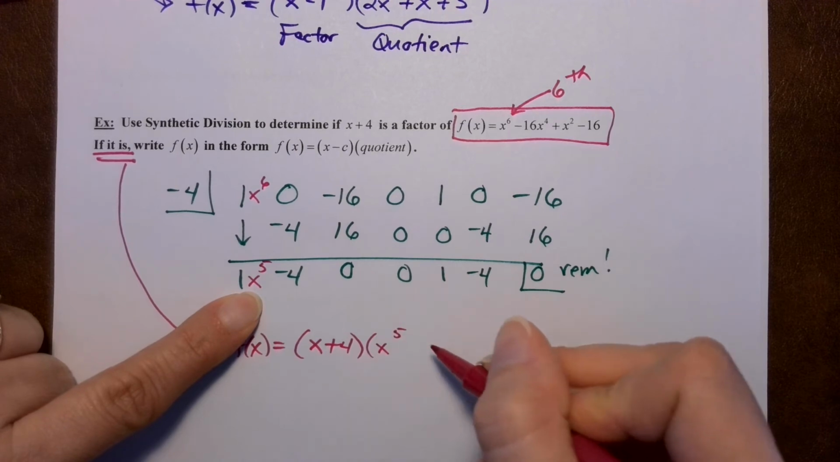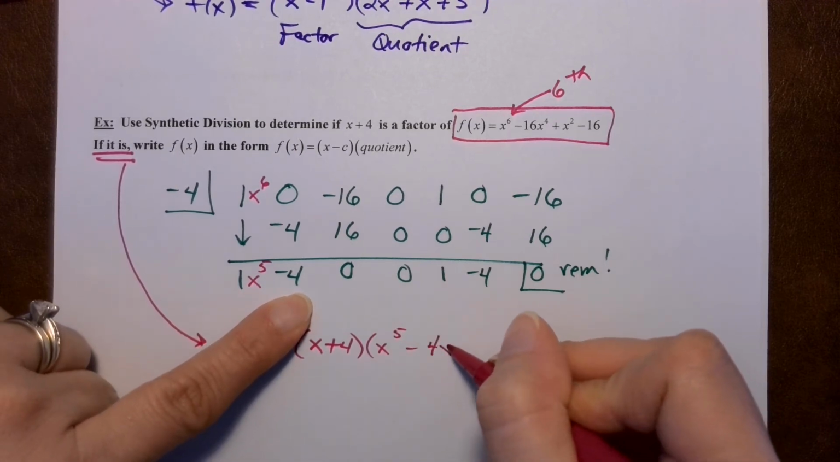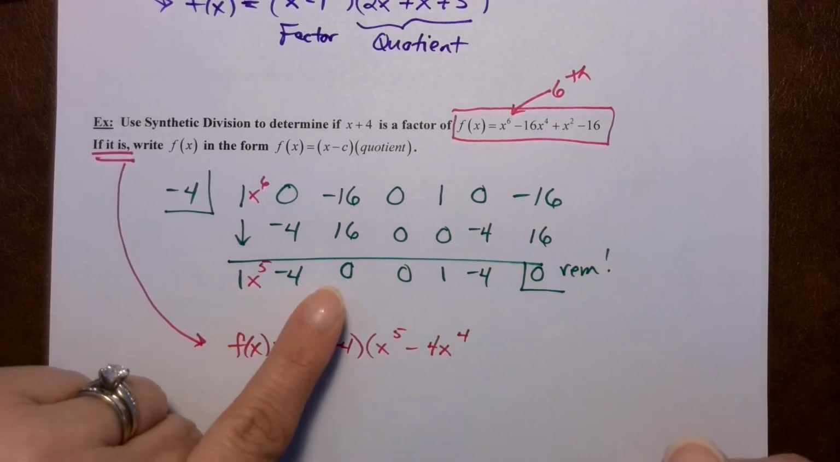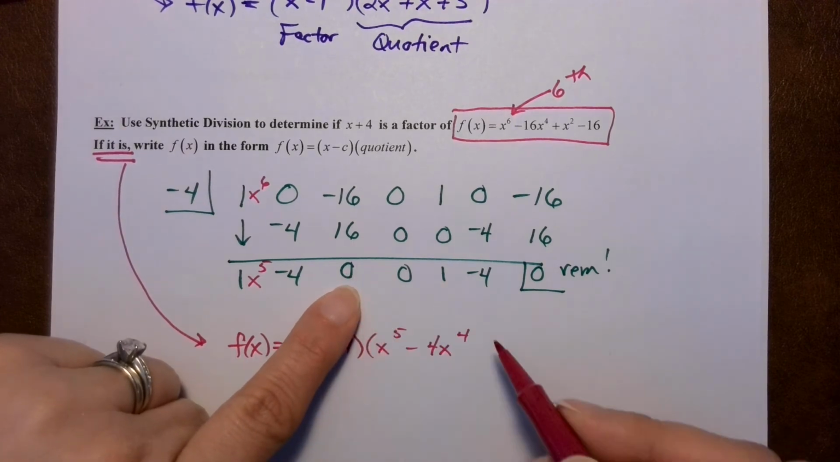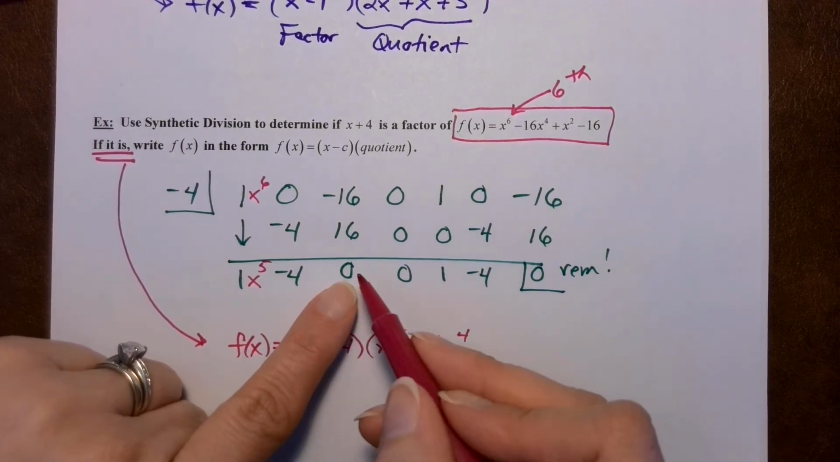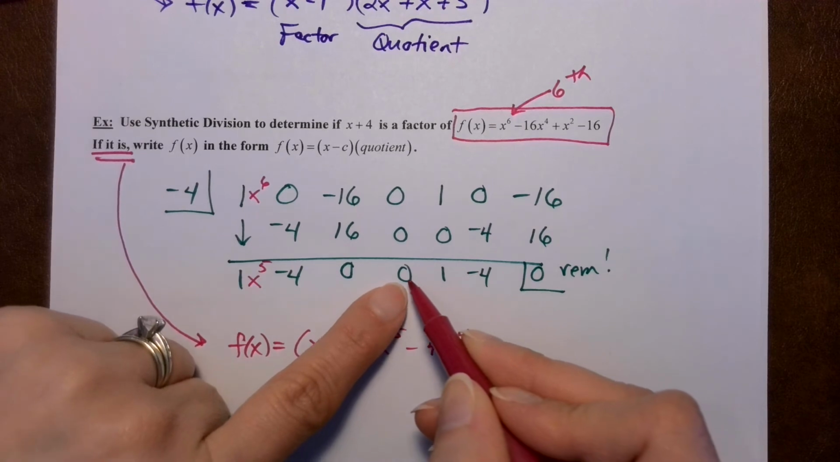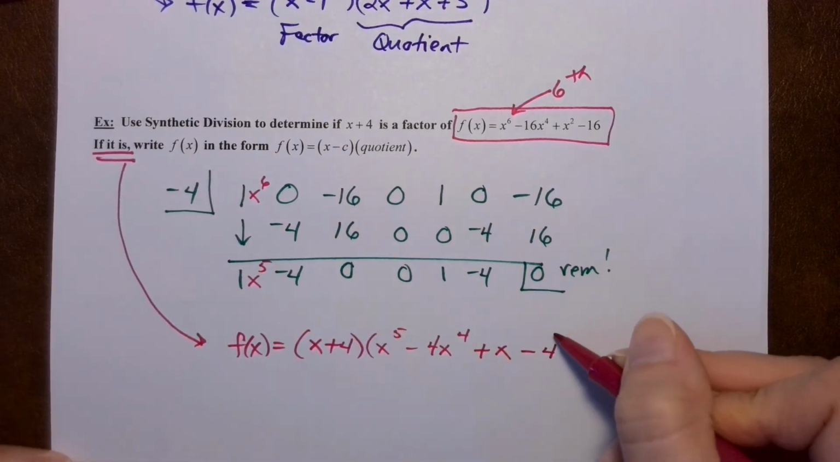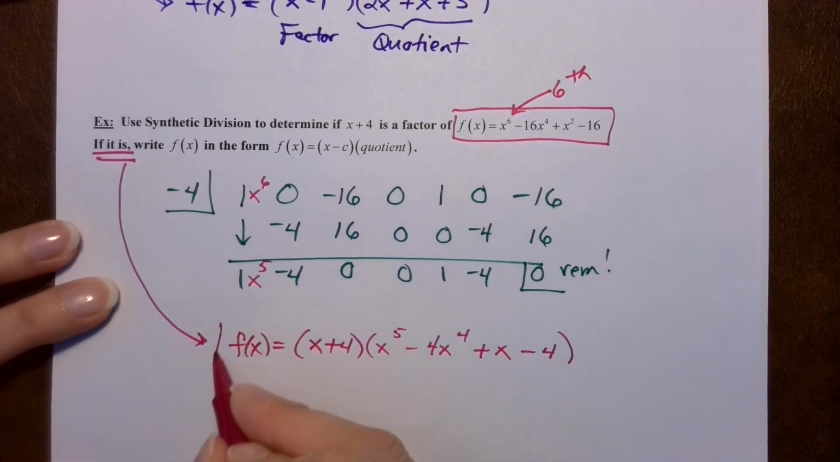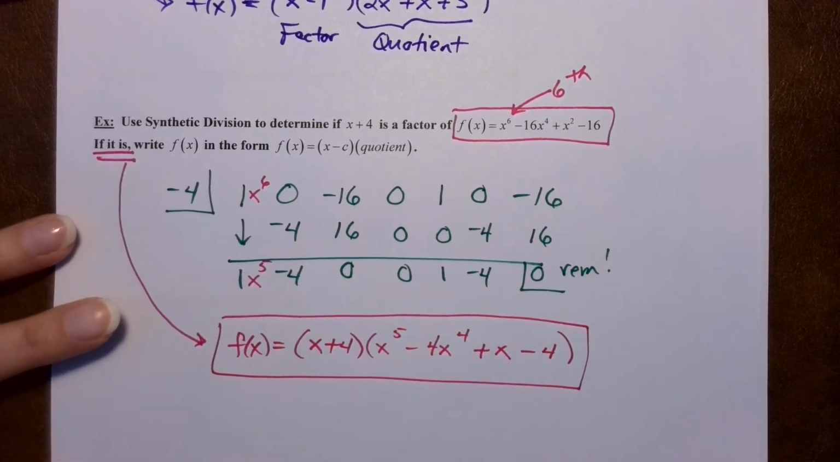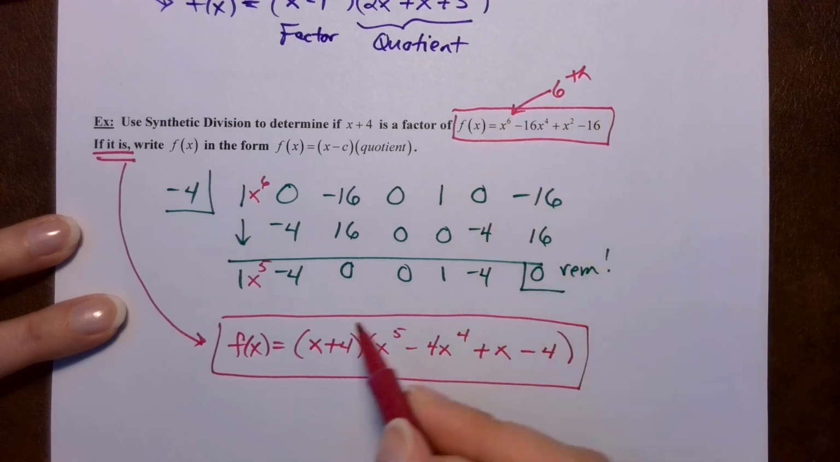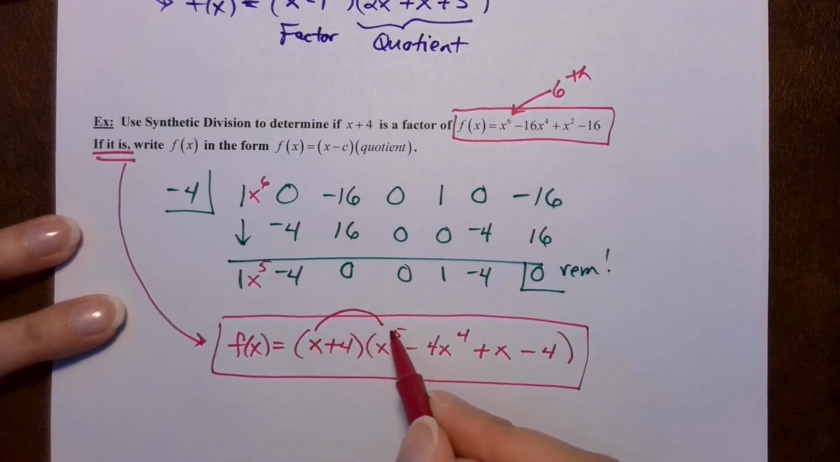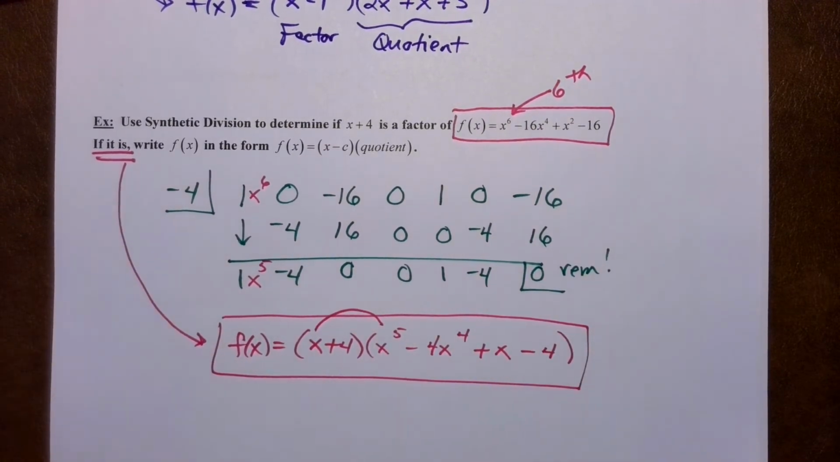X to the 5th minus 4x to the 4th. X to the 3rd, there is none, so I'm not going to write it. To the 3rd, to the 2nd, plus x minus 4. Okay, there we go. I wrote f of x in factored form. It started as a 6th, and look at this, if this is still a 6th degree.